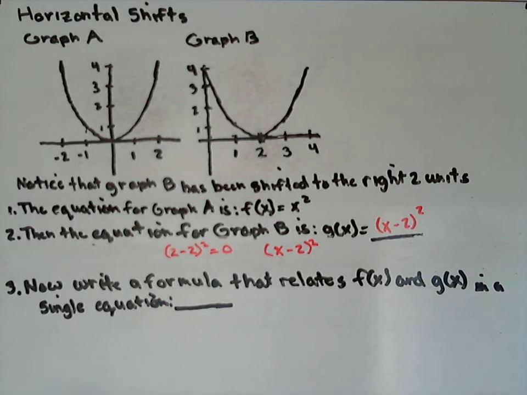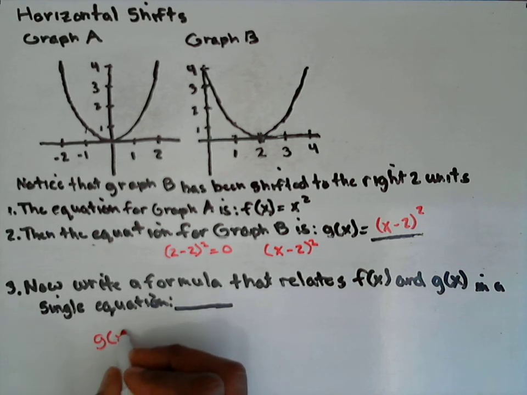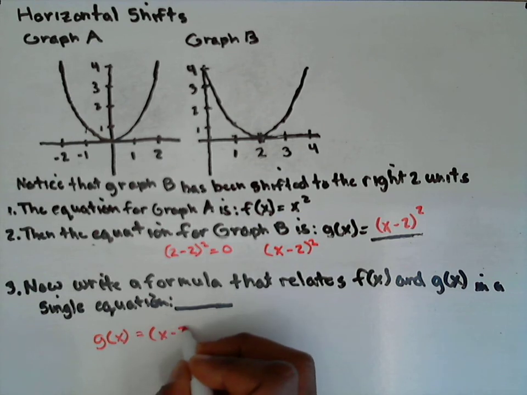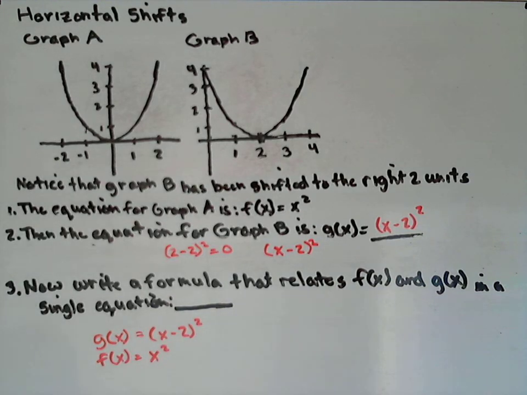Now for number 3, we're supposed to write a formula that reflects f of x and g of x in a single equation. Now to do this, we can look at the two. So we know that g of x equals x minus 2 squared, and we know that f of x equals x squared. So what we can do to get those into one nice equation is look at just the x portion of it.